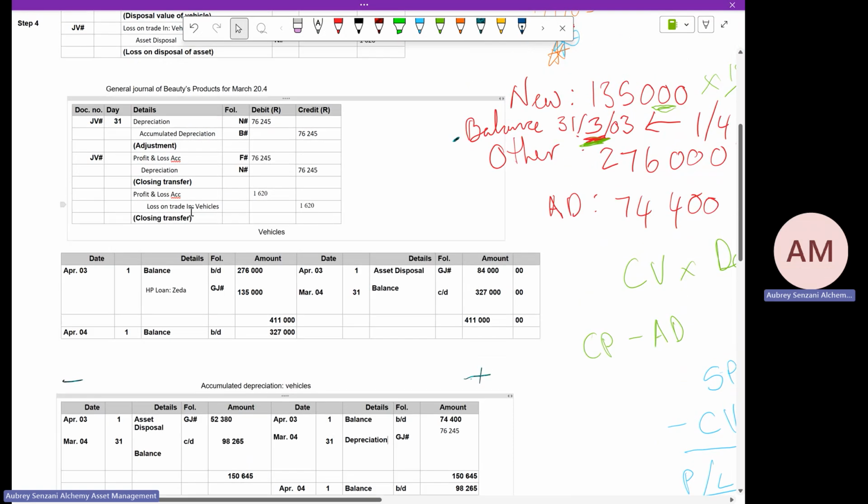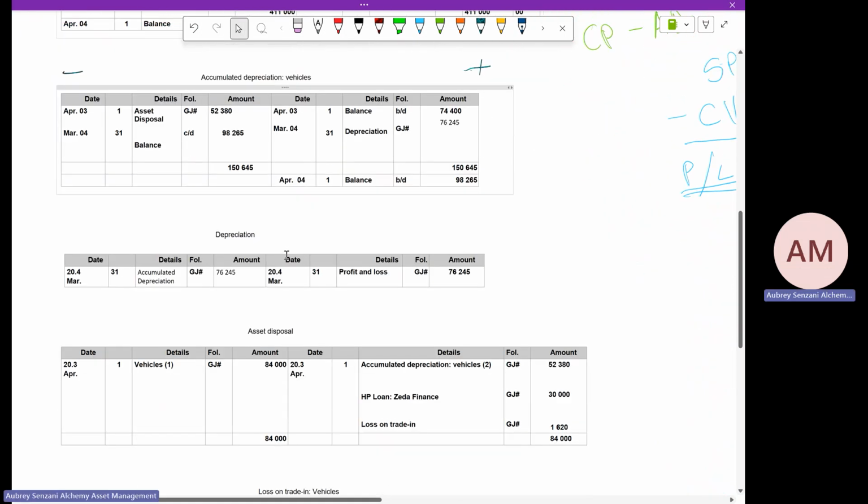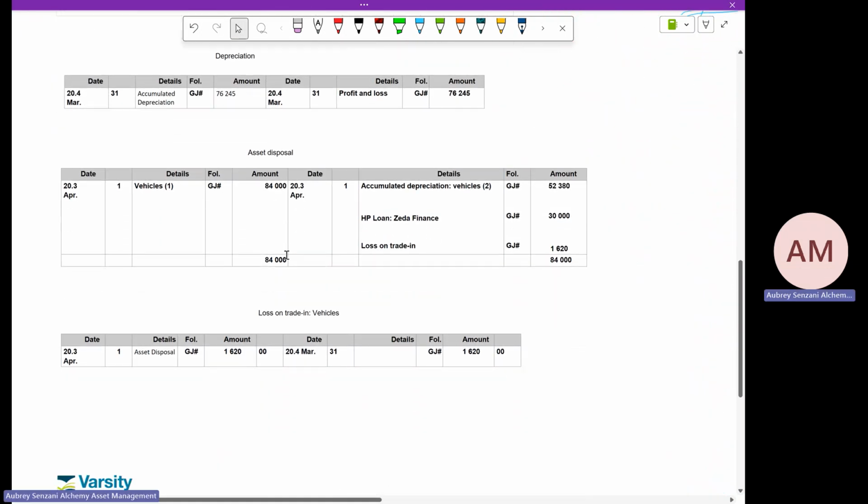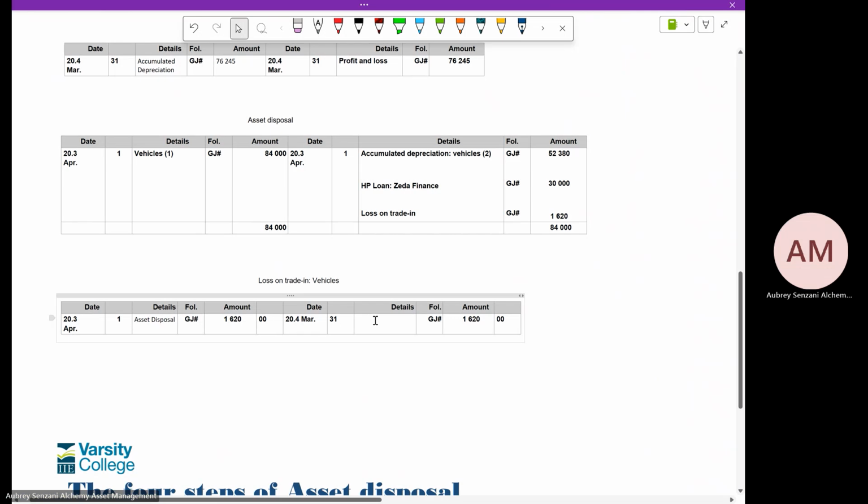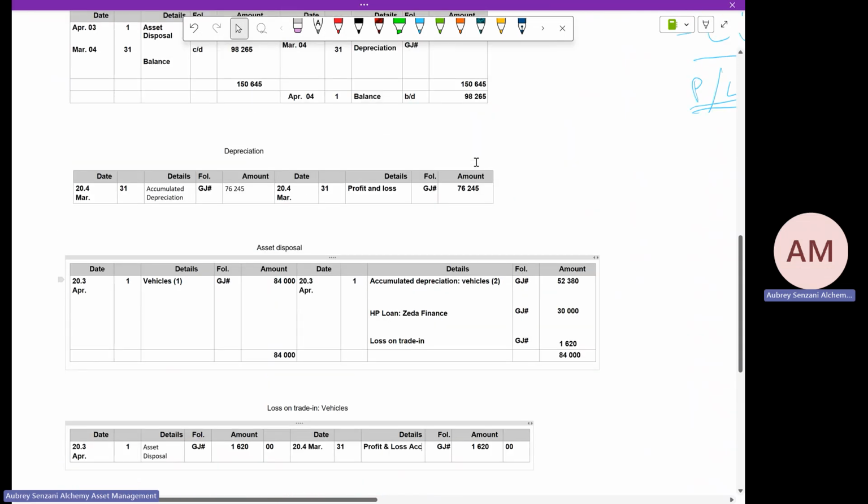Then we know we need to now close off your profit and loss account. Okay, well, let's say your loss on trade-in for the vehicles to the profit and loss account. Okay, and that, ladies and gentlemen, is done right here. Profit and loss account. Okay, and you are then done. Can you see we've done everything that was required of us?